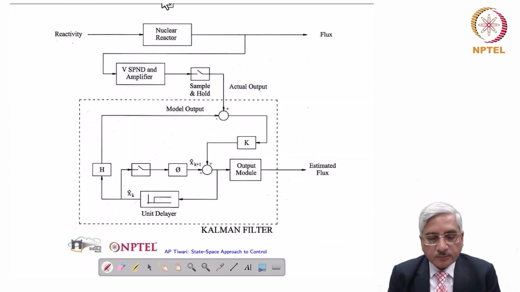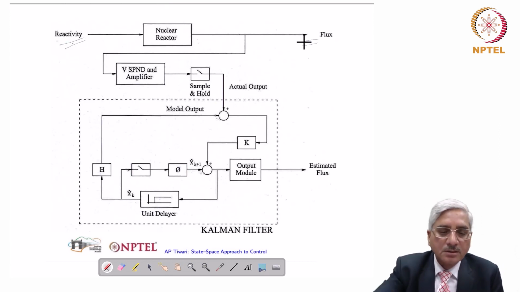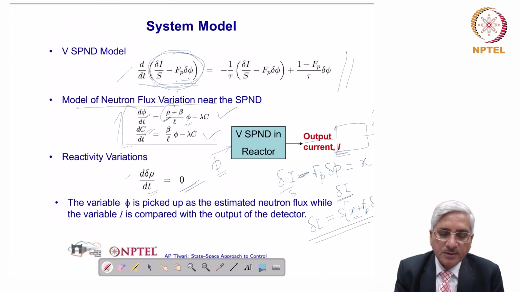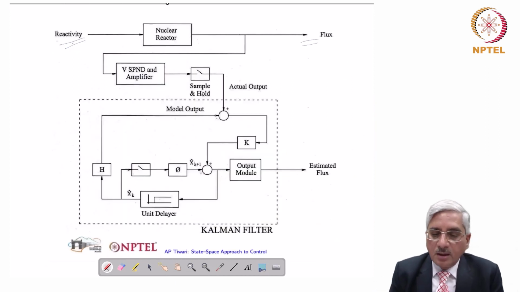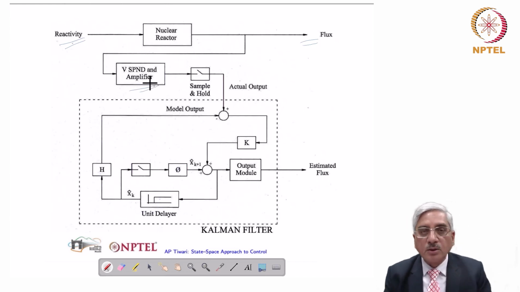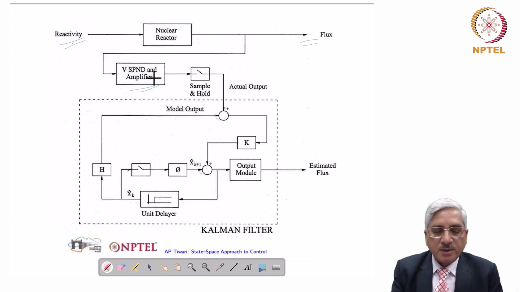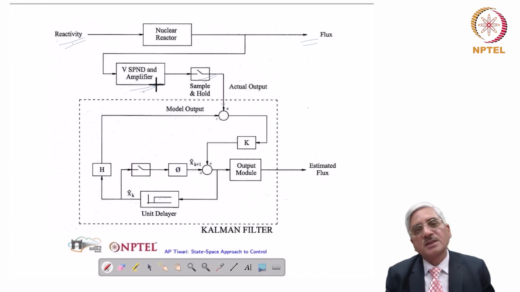Now this is how it goes. Reactivity gives rise to the neutron flux variations. It was shown by these equations. This reactivity gives rise to this flux variation. That flux is measured by the vanadium SPND. Its associated amplifier time constant can be ignored. The vanadium SPND itself has a large time constant, which is modeled as a first order system. It is sampled, and this is the measurement of flux using the vanadium SPND. This is the measurement signal.